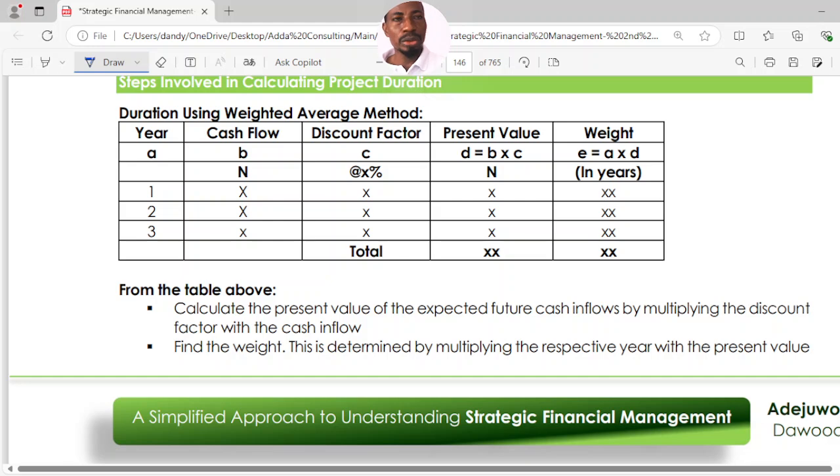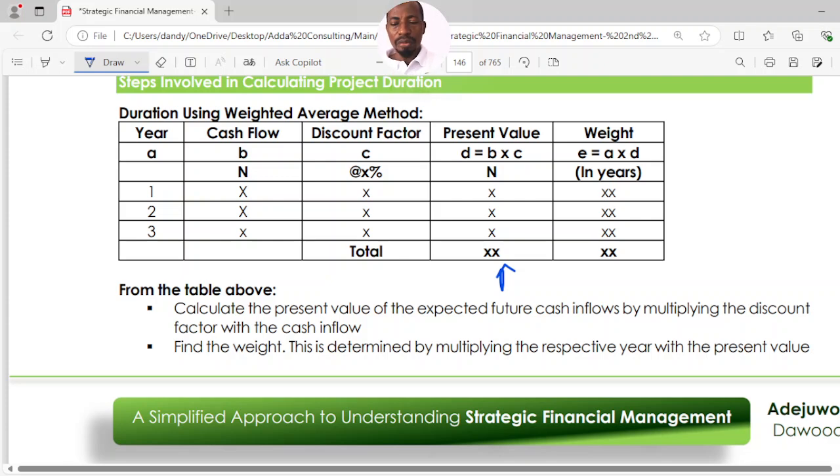Like I told you, there are two methods. You can either use the weighted average method or you use the present value method. So if you want to use the weighted average method, there are 3 procedures you are supposed to carry out. First thing first, you need to calculate the present value of all the positive cash flows. Okay, just calculate present value. You already know how to calculate present value. Cash flow multiplied by discount factor will give you present value, isn't it?